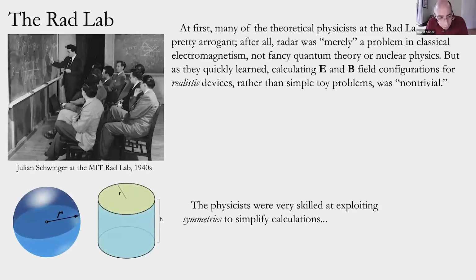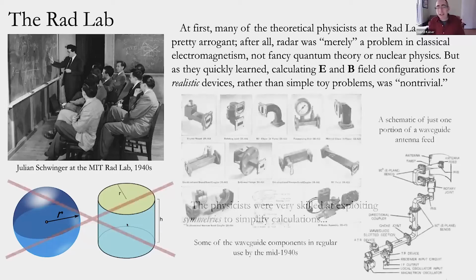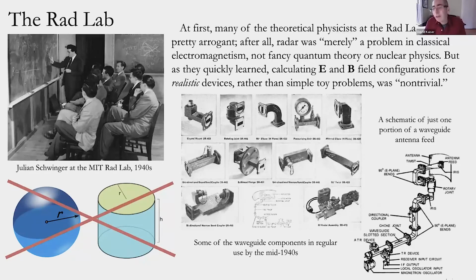So as you all know and are still learning, as we still use in our own more mature research, oftentimes it's very, very important and very helpful to exploit symmetries to simplify calculations. Imagine a spherical symmetry, or if you really must, a cylindrical symmetry, so 2 dimensions of space can be treated the same way and the third one's different. That was going to get you absolutely nowhere when it came to these real world devices like radar.